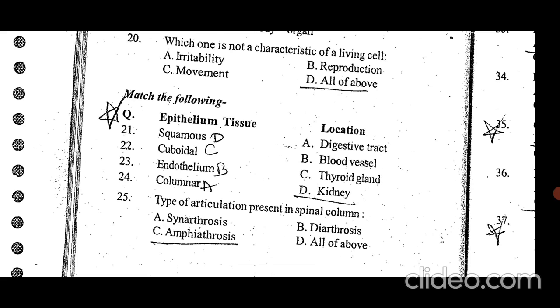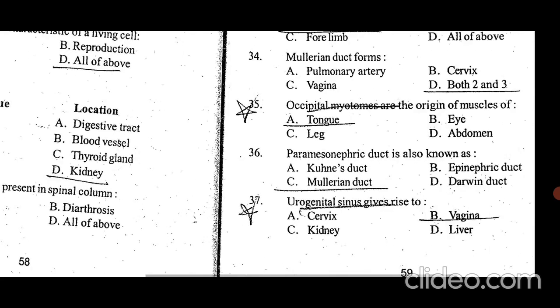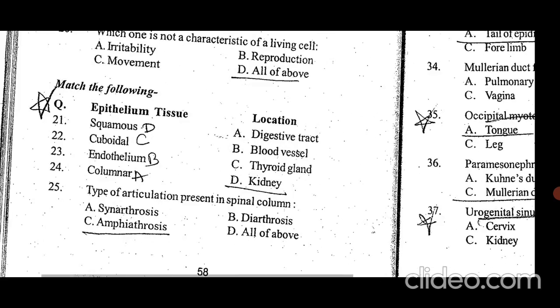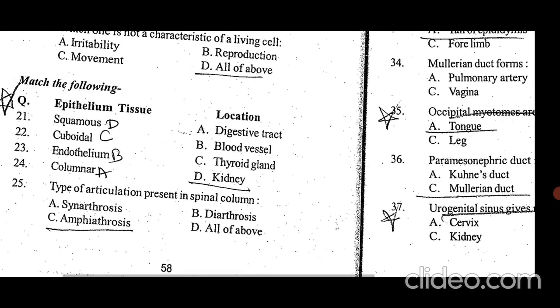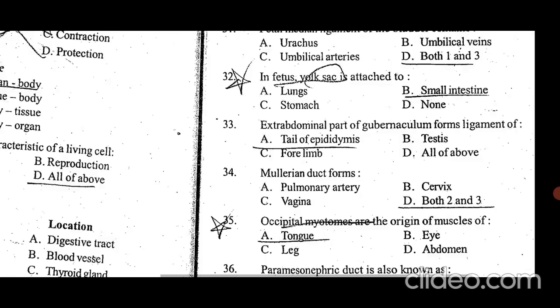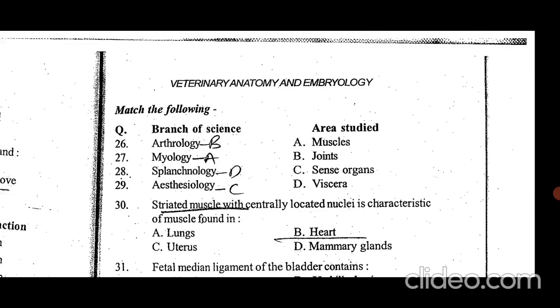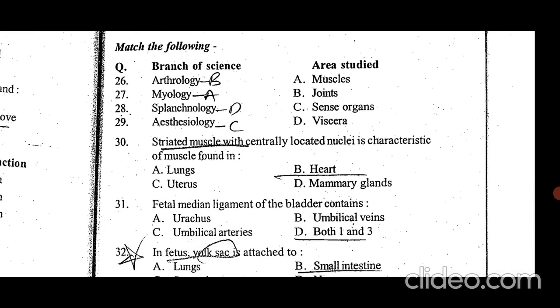The type of articulation present in the spinal cord is amphiarthrosis. Amphiarthrosis is in the spinal cord. Articulation of the spinal cord: the spinal cord articulates as amphiarthrosis.